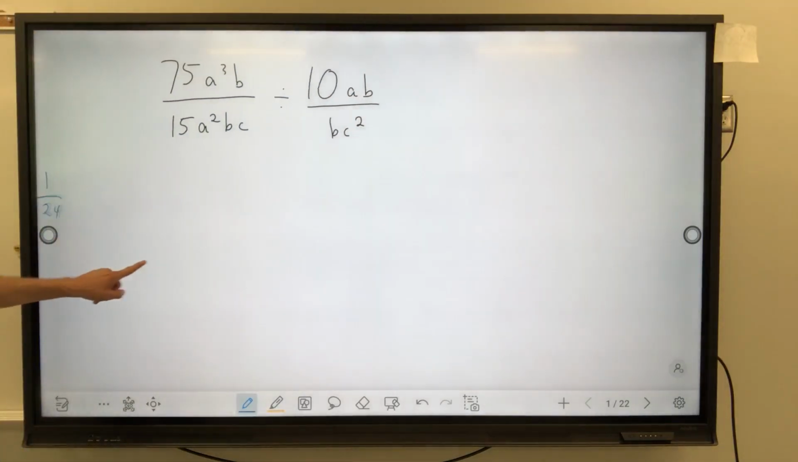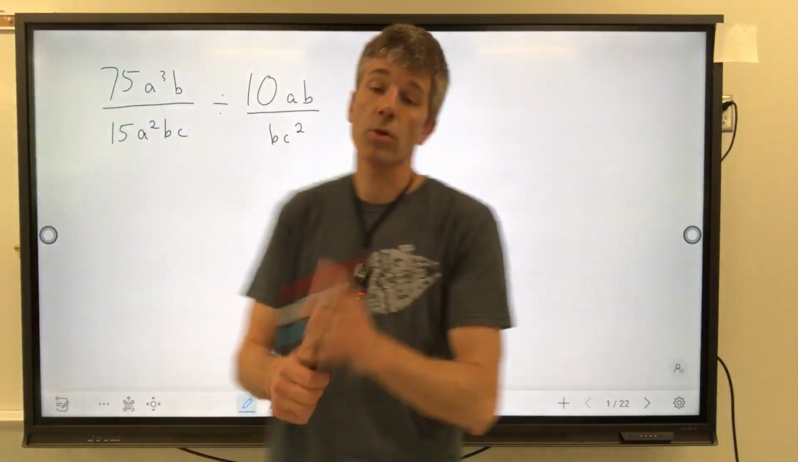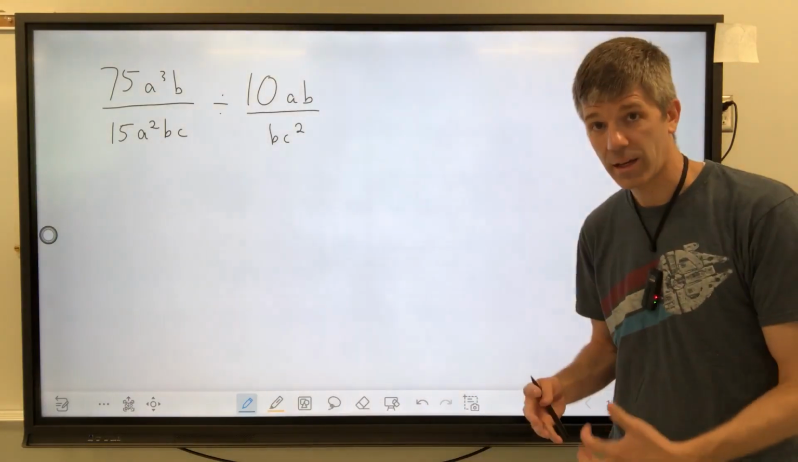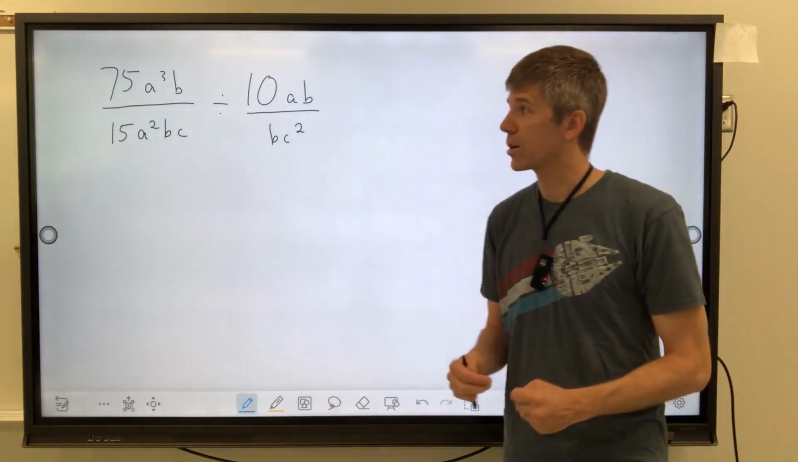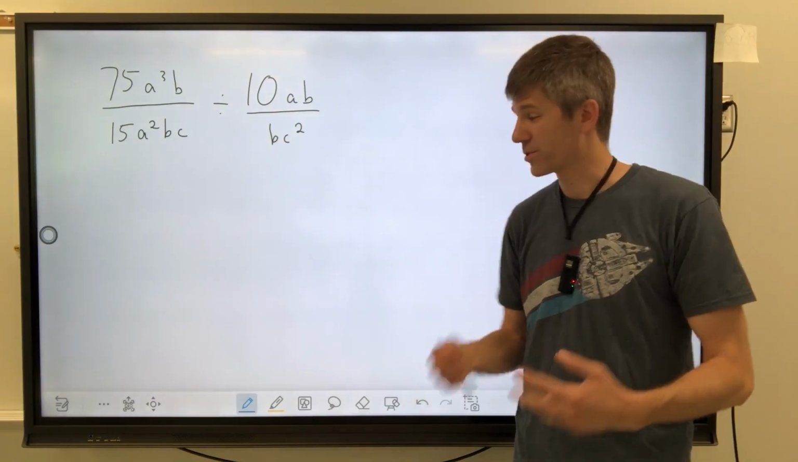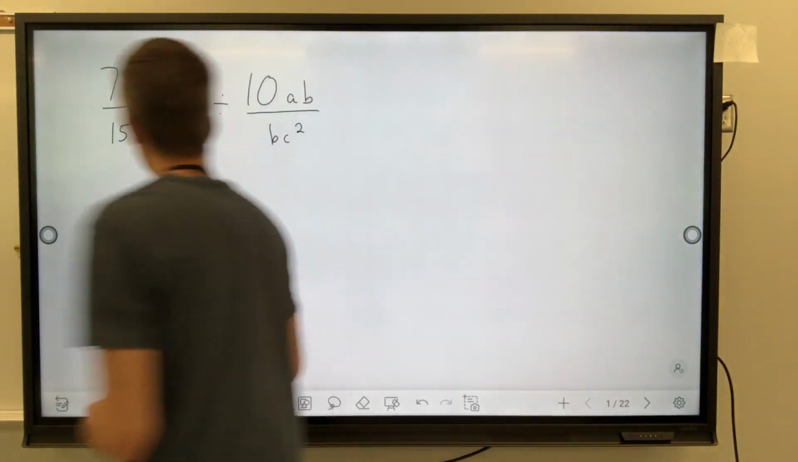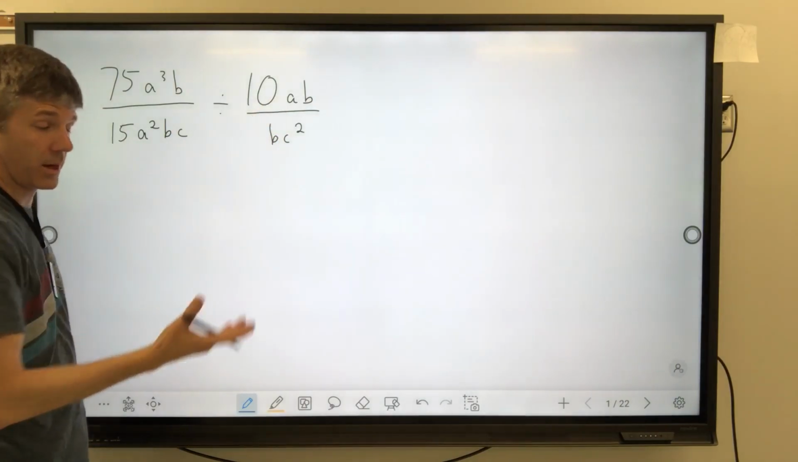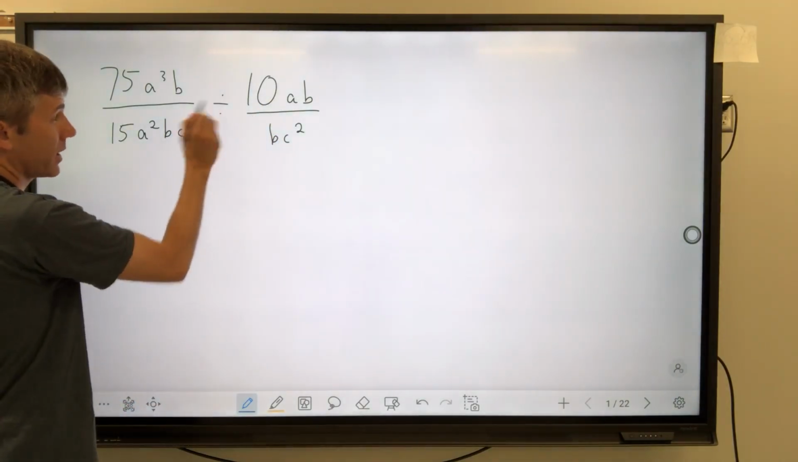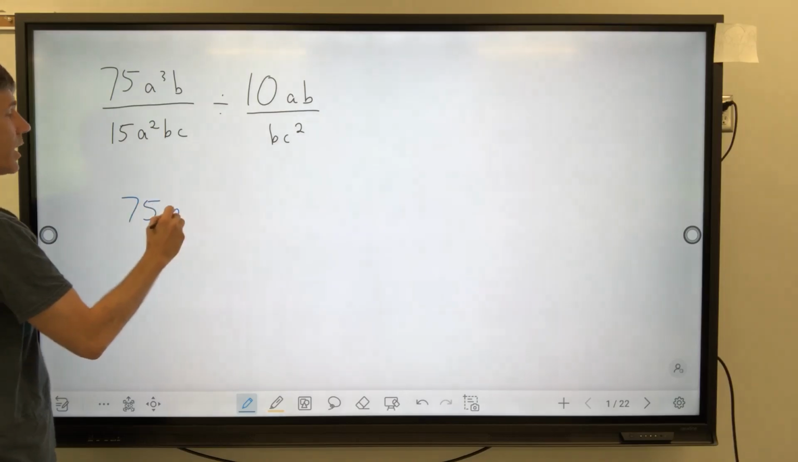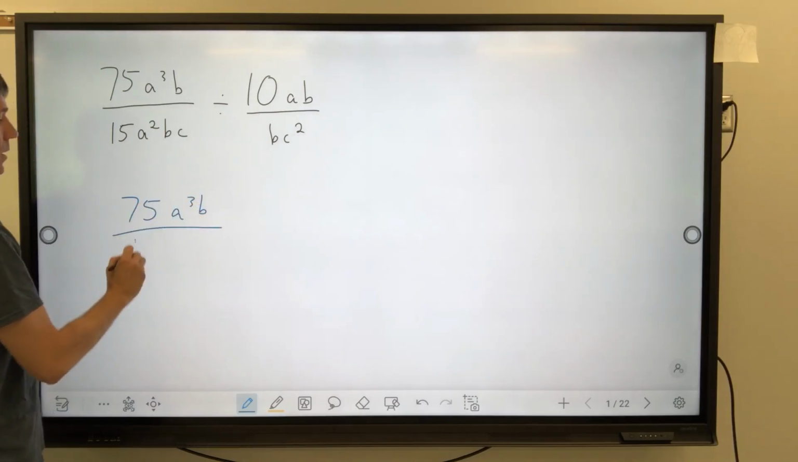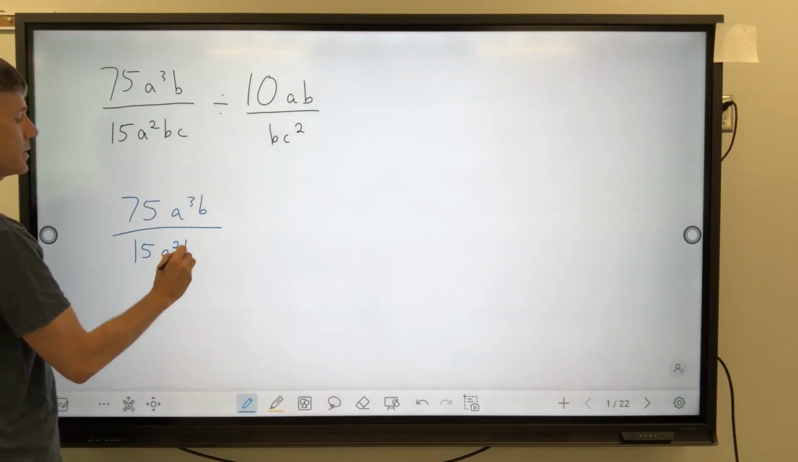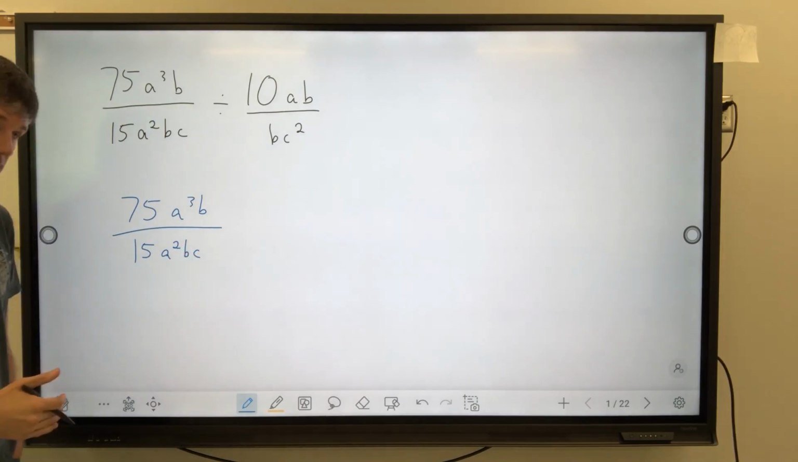Oh, boy. We have division. So in elementary school, you learned that when you are dividing fractions, you really are going to multiply by the reciprocal. So we're going to take a moment and flip this over. Reciprocated is the mathematical word for it. We're going to turn that into multiplication. So 75a cubed b, 15a squared bc.